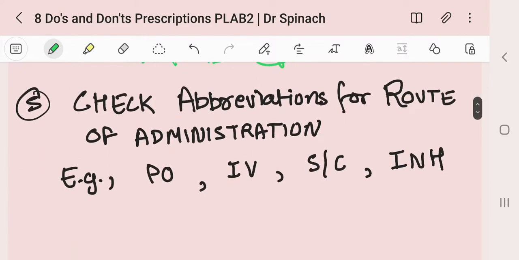Now the next thing is check abbreviations for route of administration. This is something that you need to check on. Usually this is universally the same thing, but still check it. So per oral PO, intravenous IV, subcutaneous S/C, and inhalational is INH.